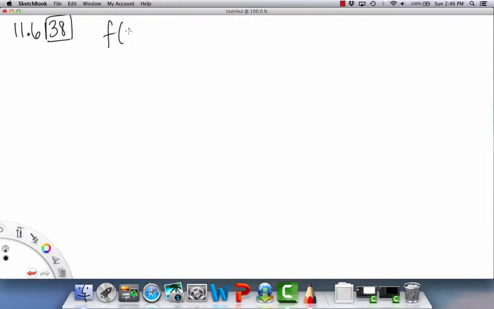So we're given the following function. F of x equals 1 over 4 plus 3x, okay? And we're asked to find the interval of convergence for this as well.